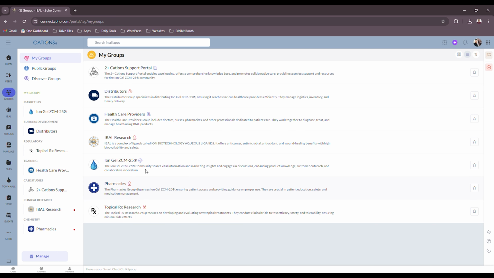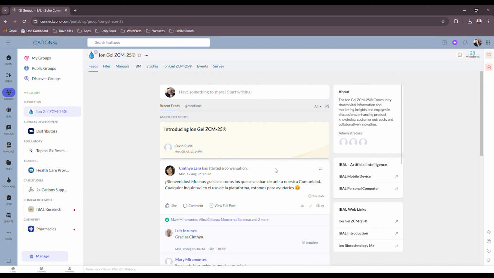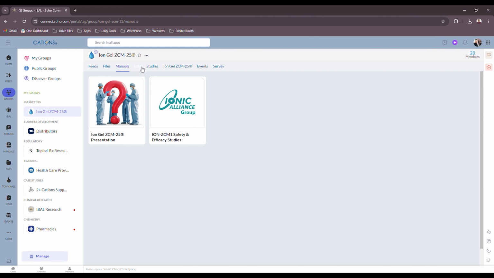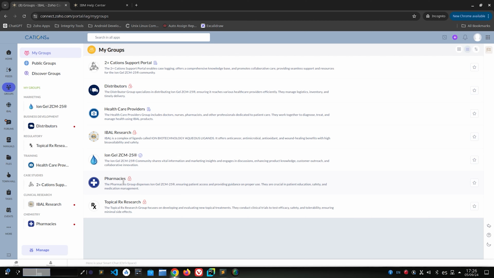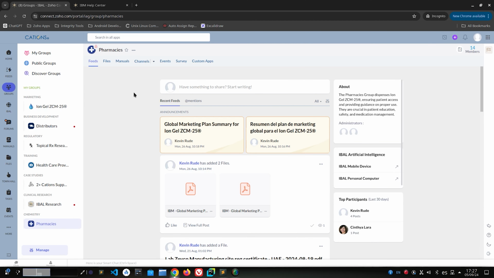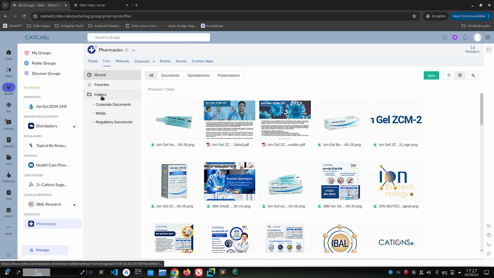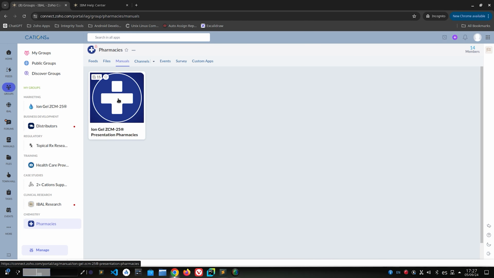The group dedicated to Ion Gel ZCM-25 concentrates everything related to the product, including technical information, marketing content, and key distribution data. We also have a dedicated pharmaceutical industry group, ensuring that patients have access to Ion Gel ZCM-25 and providing appropriate guidance for its use.